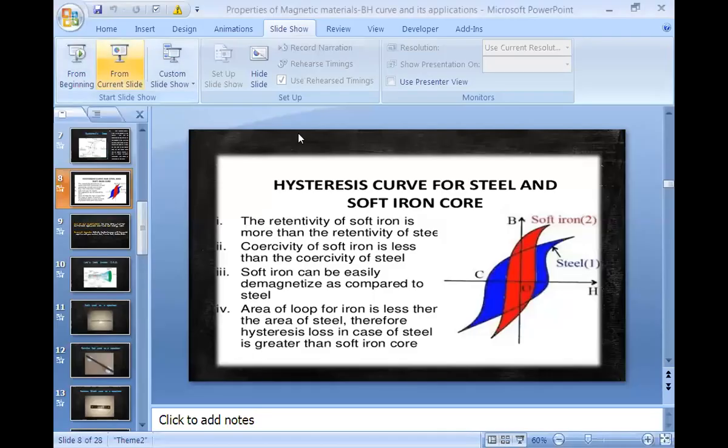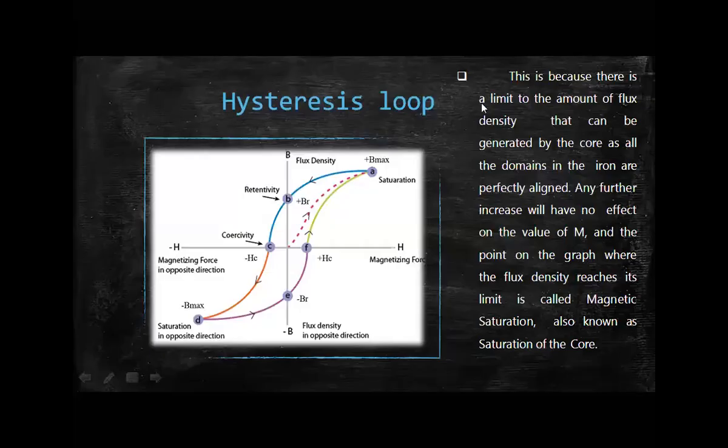So last class we were discussing the importance of the BH loop. So what is the BH loop? With the help of B and H, we call it a hysteresis loop. The importance of the hysteresis loop is that it can help to identify the type of material, whether it is a strong magnetic material or a soft magnetic material.